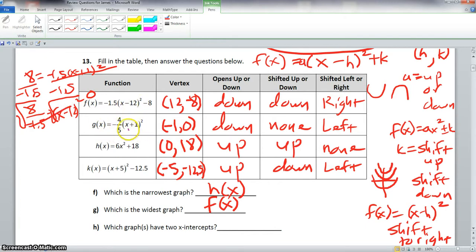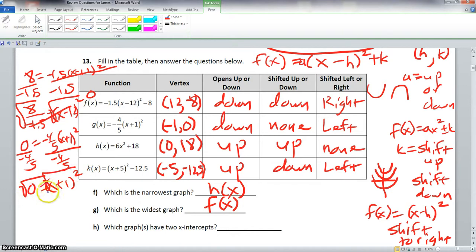Now on this side, we will add 0 is equal to negative 4/5 times the parenthesis x plus 1 squared. We could divide each side by negative 4/5. We know this is still 0, and this would be x plus 1 squared. Take the square root of both sides. We know this doesn't work because this is 0. Now we come here. When we subtract 18 and divide by 6 on both sides, this is also going to be a negative. The only one that works is the k of x.